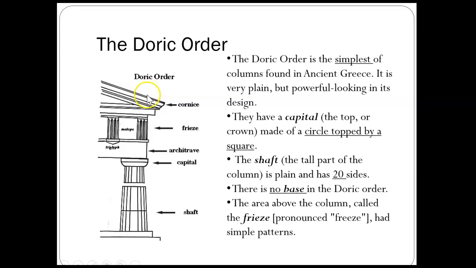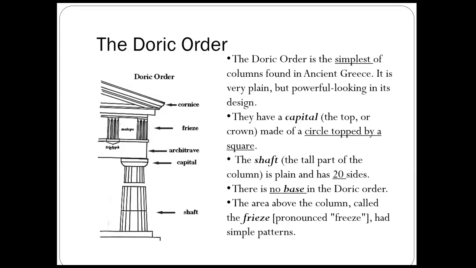You'll see these are Doric columns. And what we're mostly looking at is the column itself, and they broke it here just to point out certain pieces, but this would all be connected, of course. And whatever's on top of that section of the roof is also part of making it a Doric style. The Doric style is the simplest columns found in ancient Greece. It is very plain but powerful looking in its design. So these aren't cheaper than the other ones or anything like that. They're just a style choice.